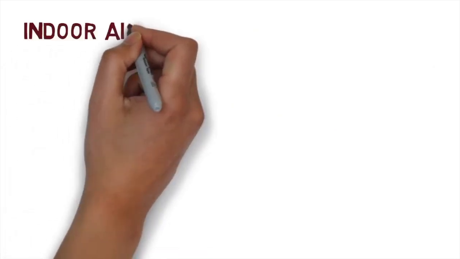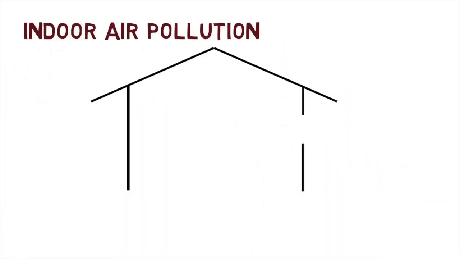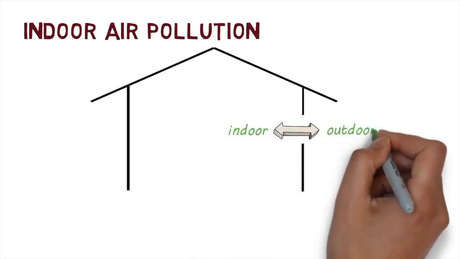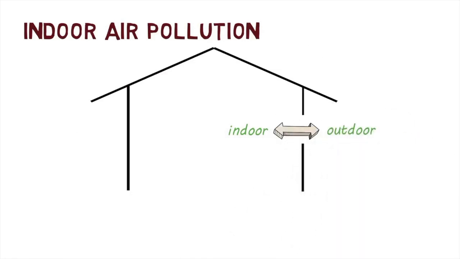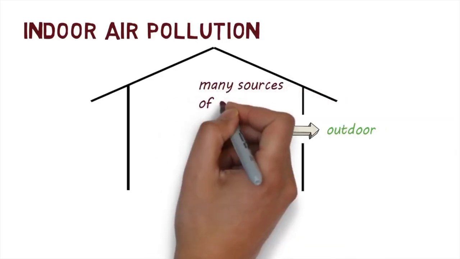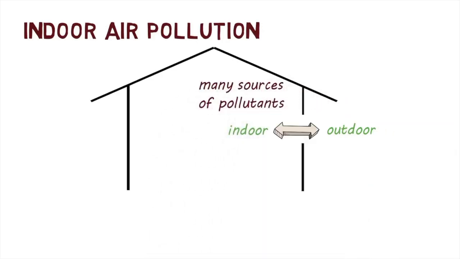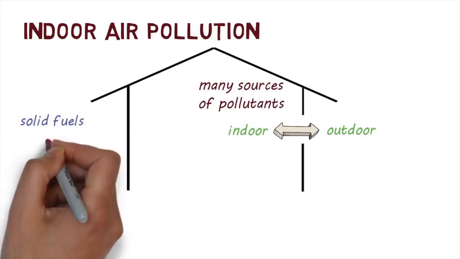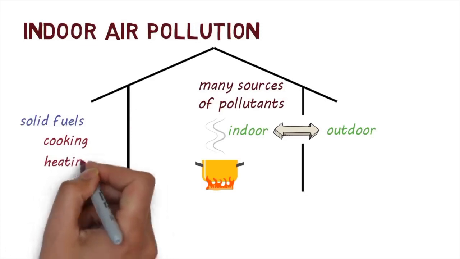Let's have a look at indoor air pollution. Now, although the indoor air quality is affected by outdoor air, the quality of indoor air can be significantly different. This is because there could be many sources of indoor pollutants. The most common source of indoor pollution in the world is solid fuels, like wood, charcoal, dung, or crop waste that are used for cooking or heating.